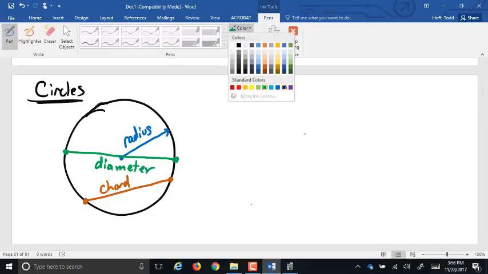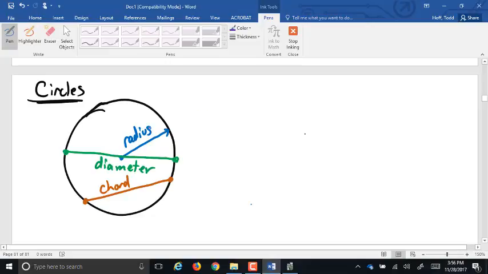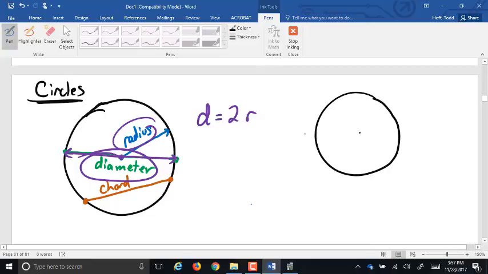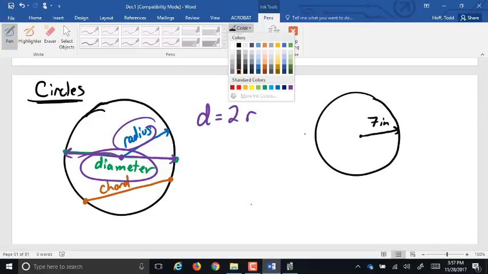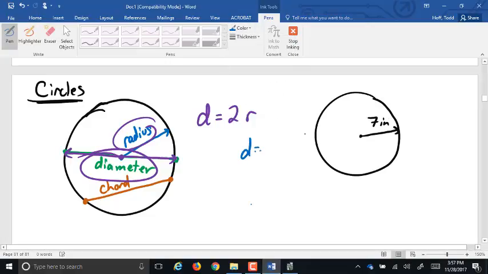And so the first relationship we can find is between the diameter and the radius. The diameter, which we're just going to represent with a small d, is 2 times the radius. If you think about it, the center to the outside is once on each side of that diameter. So if I have a circle with a radius of 7 inches, the diameter will be 2 times 7, or 14 inches.